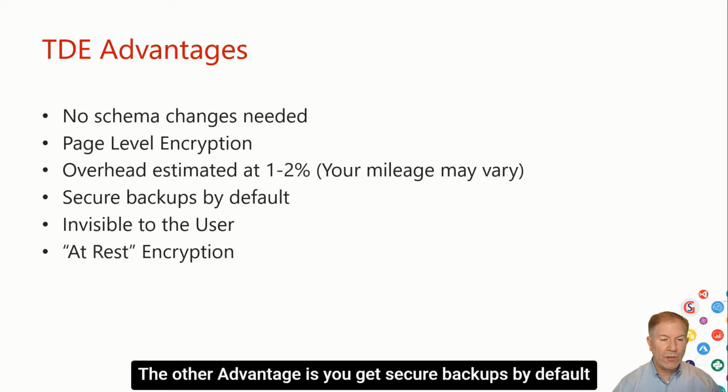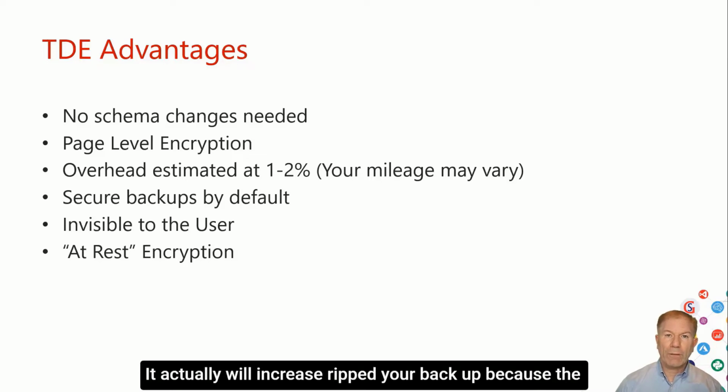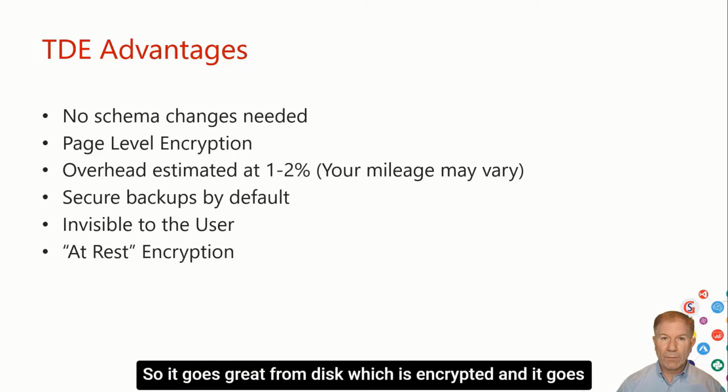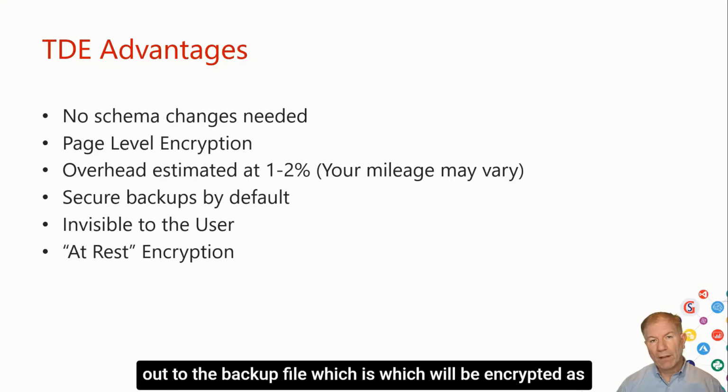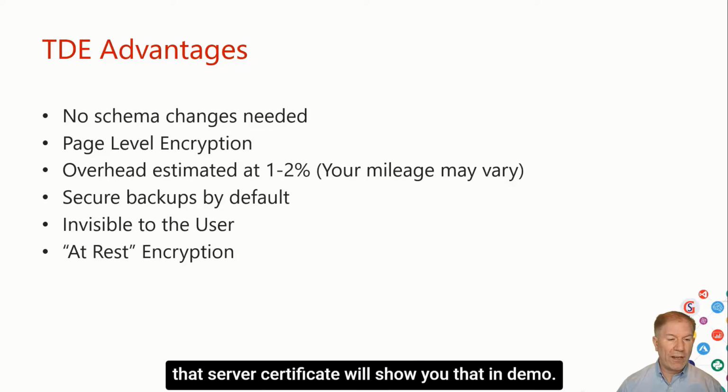The other advantage is you get secure backups by default. When you back up a database that's encrypted with TDE, it actually will encrypt your backup because the data does not go through the buffer pool to get to the final resting place in the backup. So it goes straight from disk, which is encrypted, and it goes out to the backup file, which will be encrypted as well. That requires that server certificate to be on that box. Whichever one you want to restore it to, it has to have that server certificate. We'll show you that in demo.